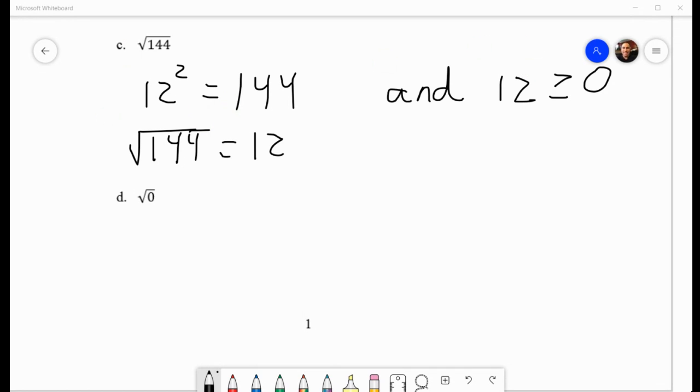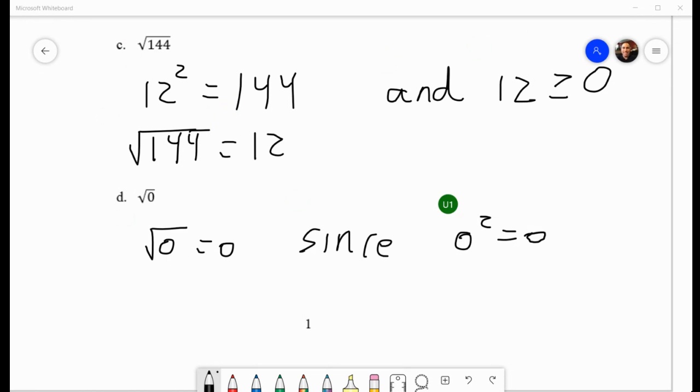The next one's even easier: the square root of 0. Well, we're going to get 0. And that's since 0 squared is 0, and 0 is non-negative. Anything is greater than or equal to itself. So that's what we get here. Okay, that was fun. Are there questions on this?